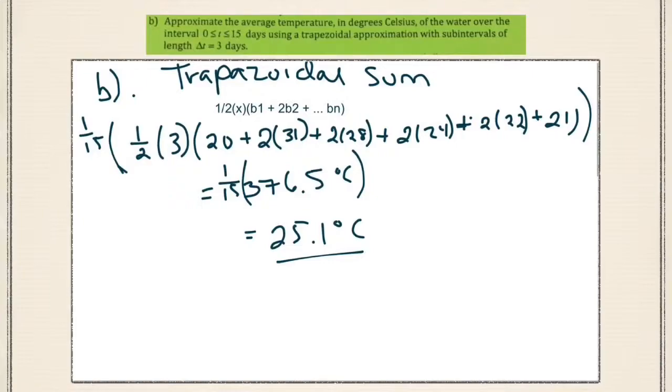For this problem, we would use the trapezoidal sum, which is 1/2 times b1 plus 2b2, so on until the last base. After we got the answer using the trapezoidal sum, we would multiply the whole answer by 1/15 to find the average, which would give us an answer of 25.1 degrees Celsius.